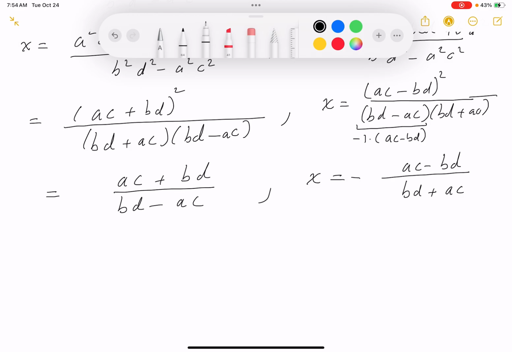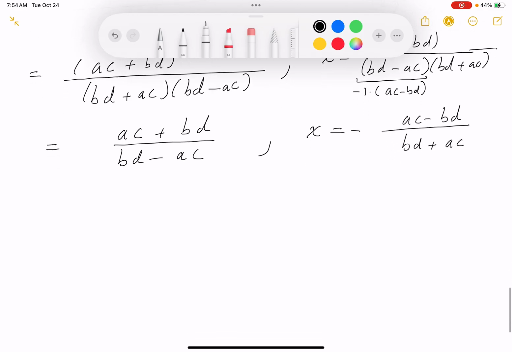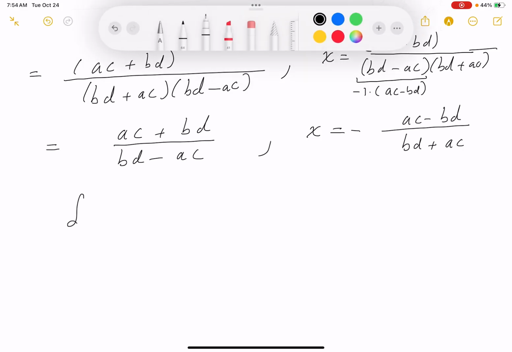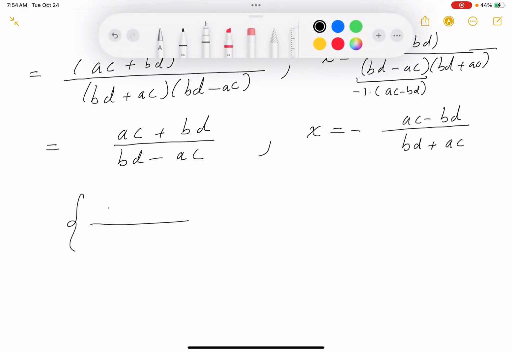Hope I didn't copy anything wrong, by the way. All right, so I just want to look at this for a second and see if there's something else I want to do with it. And someone says, what do you mean by that? I want to get rid of that leading minus sign there. So let me write this over here. I'm going to write down what I'm looking at. Now I'm looking at ac plus bd over bd minus ac. That doesn't disturb me too much, by the way.